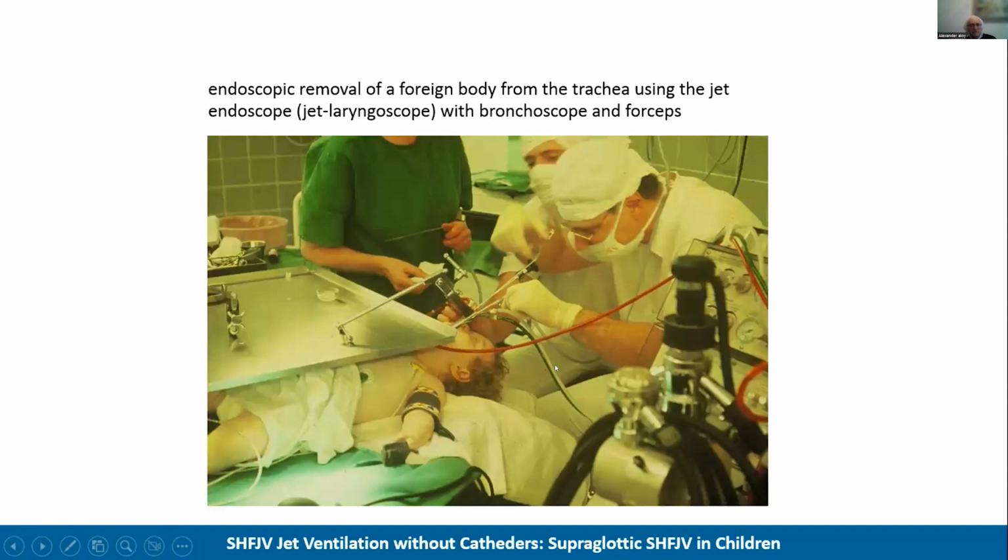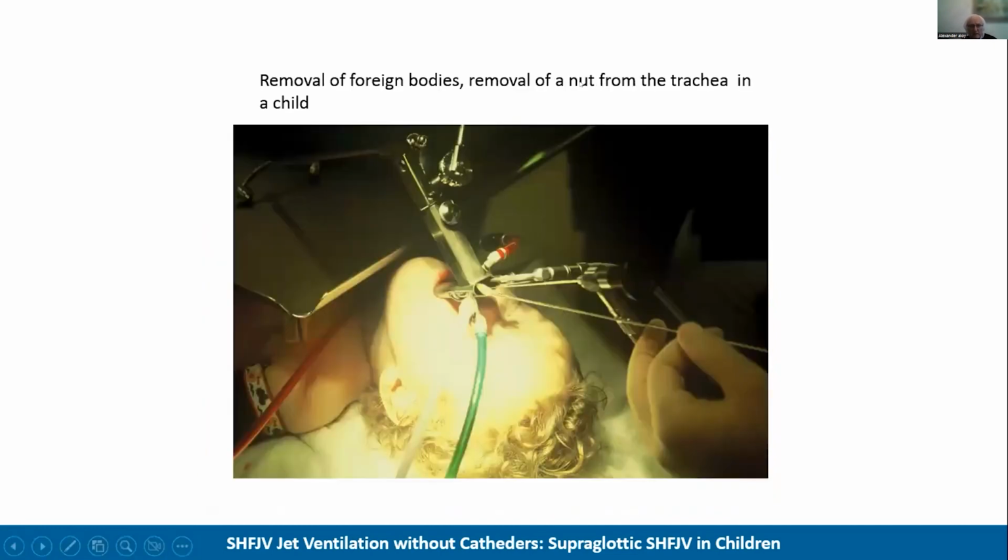Here you can see the endoscopic removal of a foreign body from the trachea using the jet endoscope with the bronchoscope and forceps. You can see the removal of a nut from the trachea in a child.